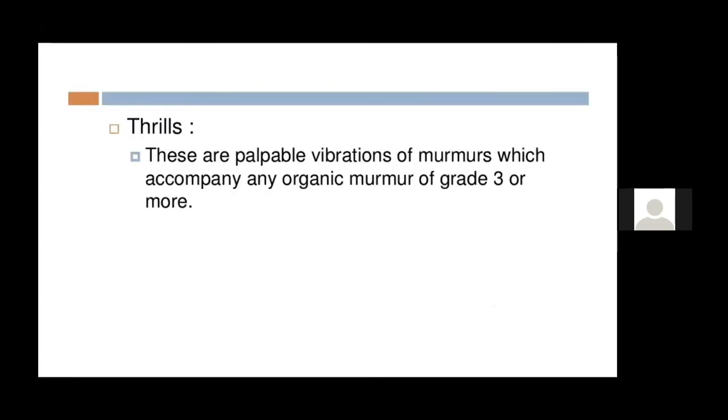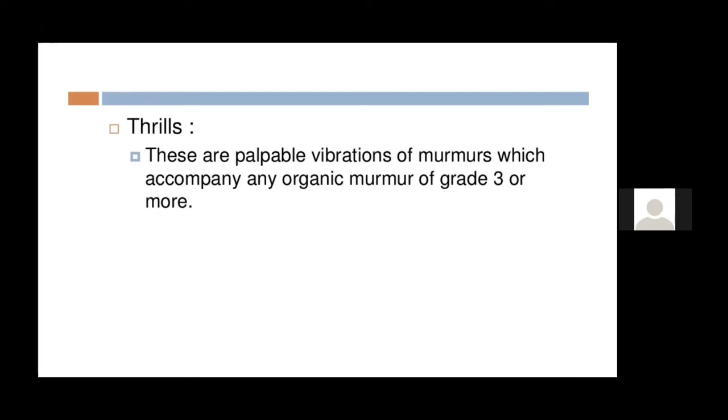Yeah. So the next important thing is the thrills, which we must always look for. Thrills are palpable vibrations of murmurs which accompany any organic murmur. A thrill has three important things. A thrill tells that the murmur is organic. That is the first thing. The exception is that there are many functional events, like in cases of severe anemia, thyrotoxicosis, and many other places, where we rarely get a thrill. Meaning it is functional.